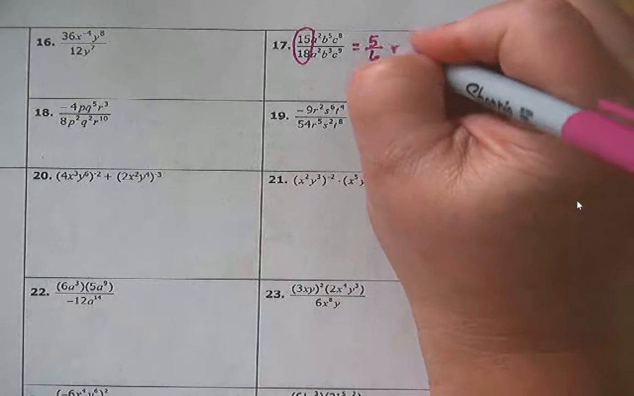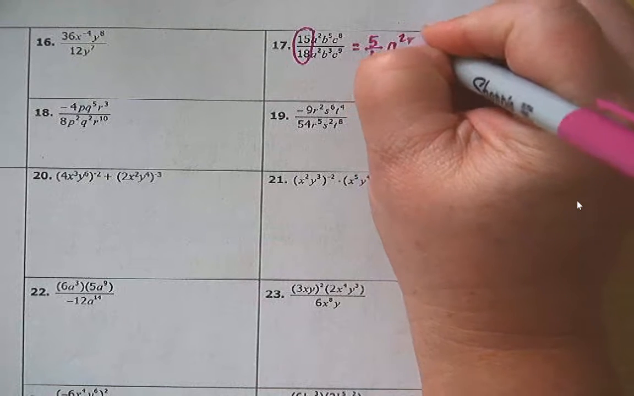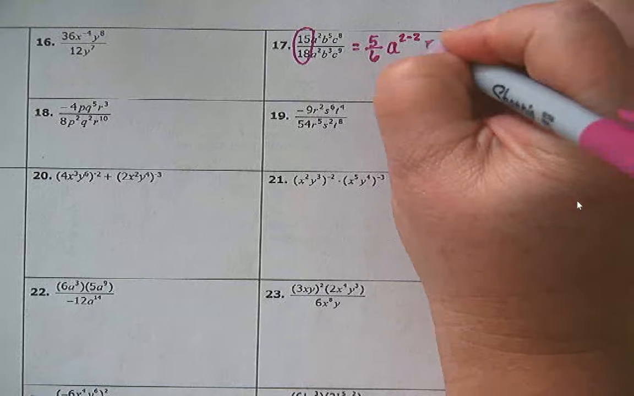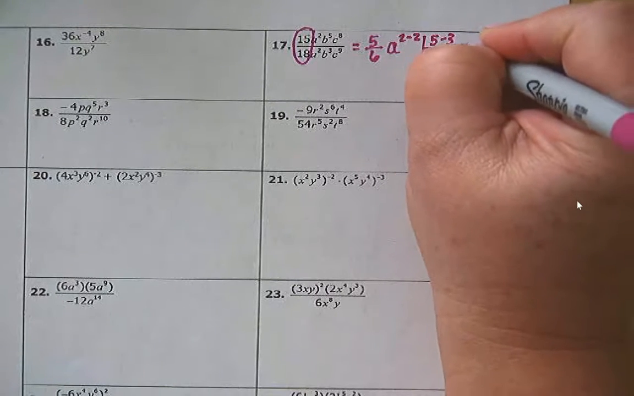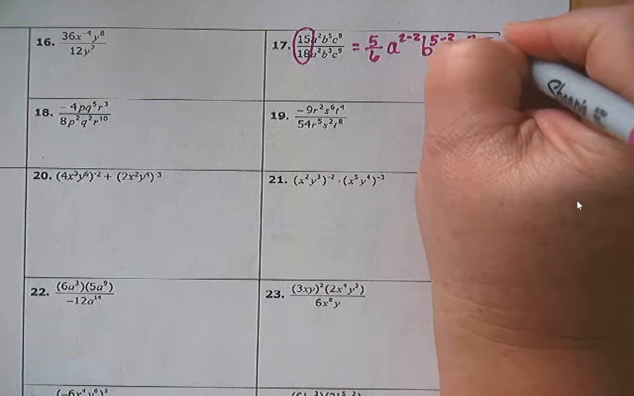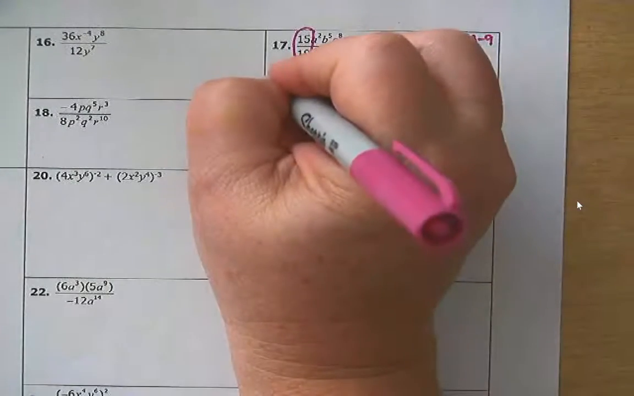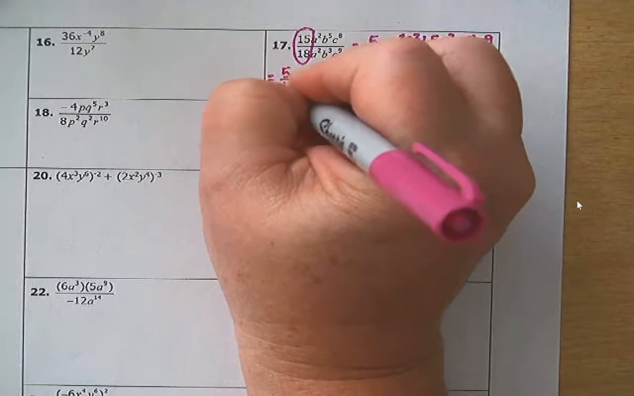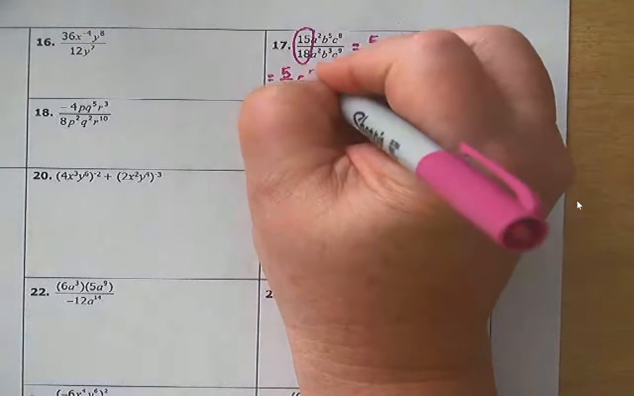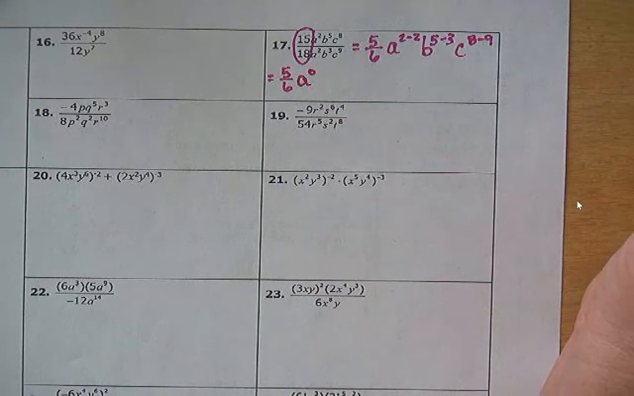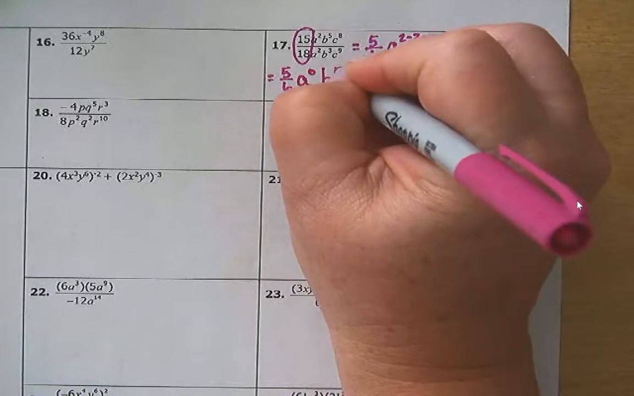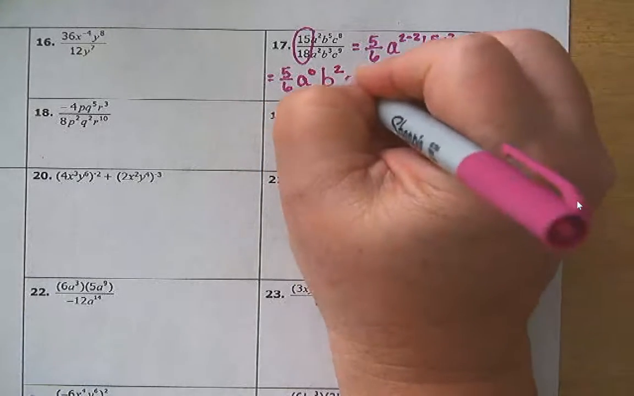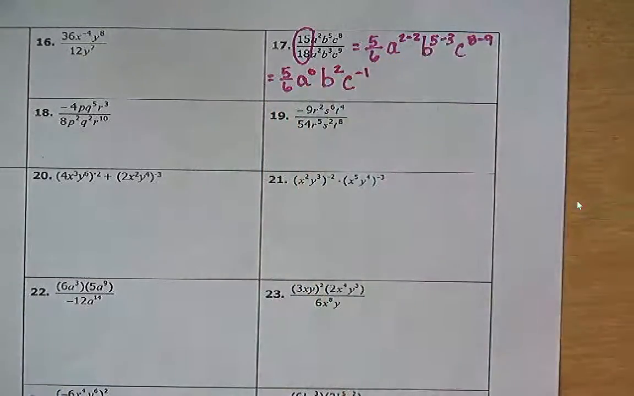Again, perform the quotient rule. For A, that will be 2 minus 2. For B, 5 minus 3. And for C, 8 minus 9. So that's 5/6. A to the 0 power, and anything to the 0 power is just 1. B to the 5 minus 3 is 2, and C to the 8 minus 9 is negative 1.